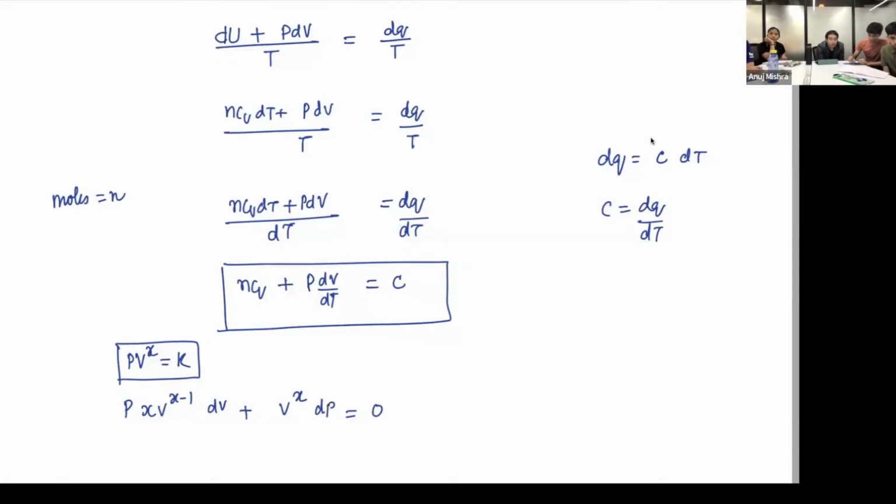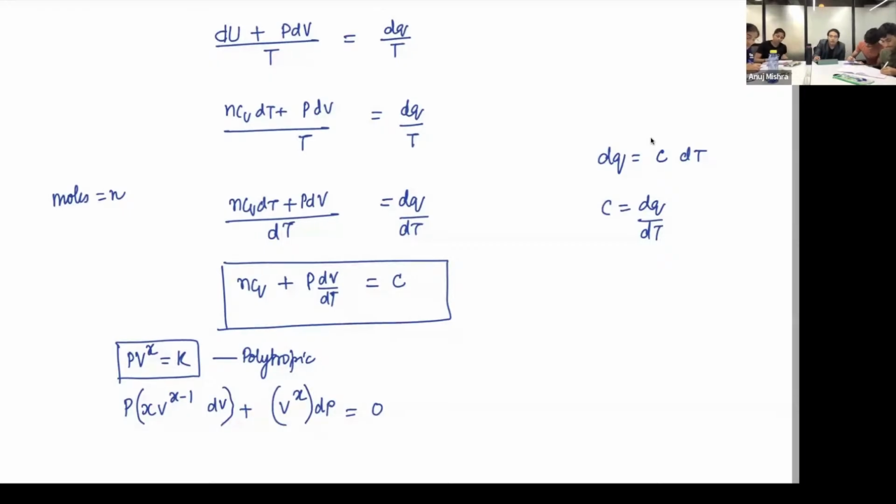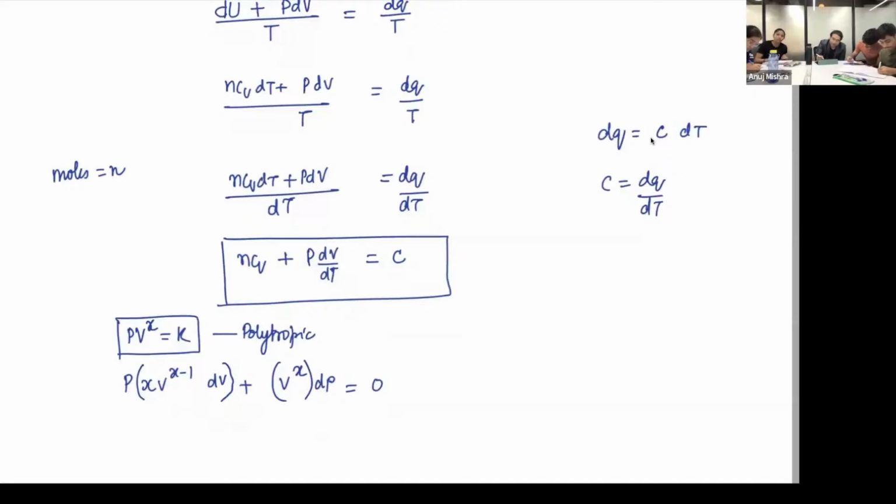Any problem? So how do you get this equation? This equation is polytropic, so where did you get x? From the next equation. I'm differentiating it. P is a variable, PV^x is a constant. I'm differentiating this whole thing with respect to P and V respectively. So this is P constant, differentiation of V^x, which is xV^(x-1) dV. And then V^x constant, differentiation of P is dP. And the right side is 0. Is that okay?